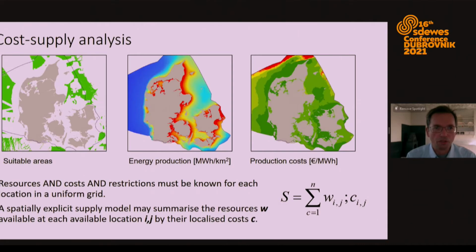So in order to do cost supply analysis, we need resources and costs and restrictions for all locations. And for this, it's very important that we use a uniform grid, let's say 1 square kilometer or 1 hectare. And then a spatially explicit supply model can be built by summarizing all the resources W at each location I and J by their associated localized costs. So it's very important to understand that both the generation, but also the cost of developing a source depend on location, and also whether it is possible at all to use a location for the generation.